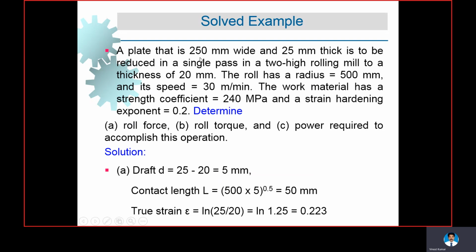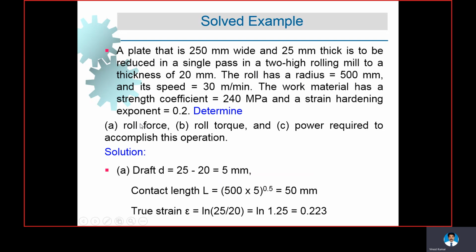Here, what are the things we have? We have the width of the material given. The 25 millimeter thickness needs to be reduced to 20 millimeter by a 2-high rolling mill. The radius of the roll is 500 mm and the velocity of the roll is 30 meter per minute. The work material has K, the strength coefficient, 240, and n, the strain hardening coefficient, 0.2. We need to find the roll force, the roll torque, and the power required to accomplish this operation. Let us find the draft first.